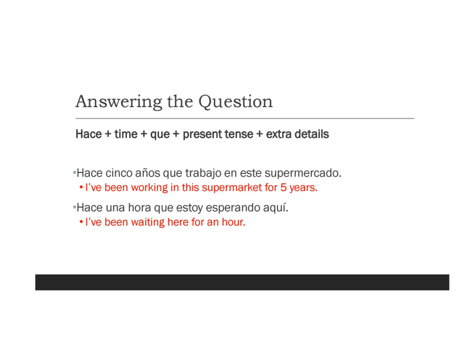So the next example there is if you want to say, I've been waiting here for an hour, you could say, hace una hora que estoy esperando aquí. So I've been waiting here for an hour. It's something that's been going on for a while, and it's still going on now in the present.